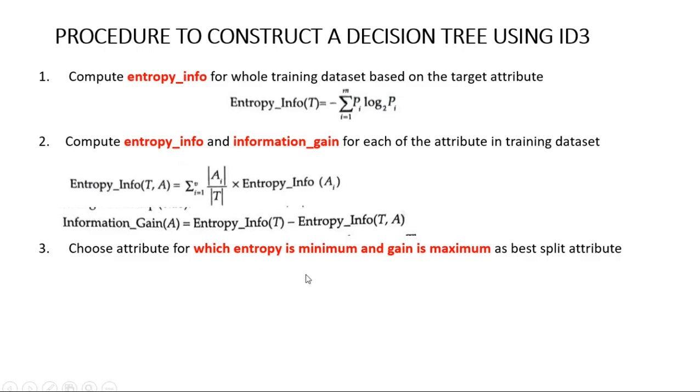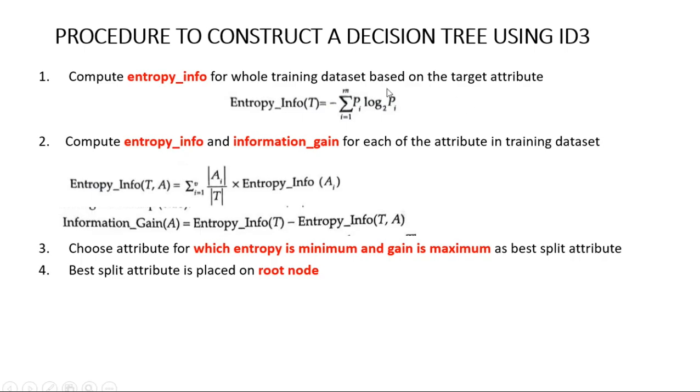So either you choose an attribute which has the minimum entropy or the one which has the maximum gain. That attribute would be chosen, the attribute with the most minimum entropy or the most maximum gain would be used as the best split attribute. So the best split attribute is now placed on the root node. So the first thing is you have to decide the root node. To decide the root node, we have to do all these first three steps.